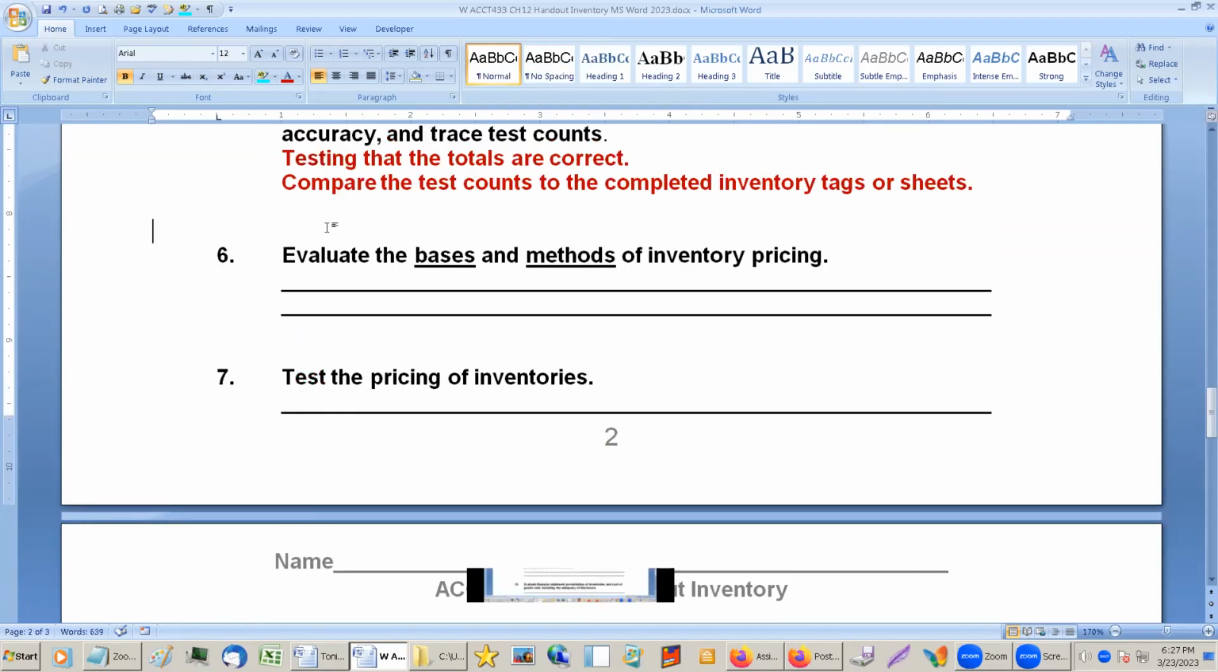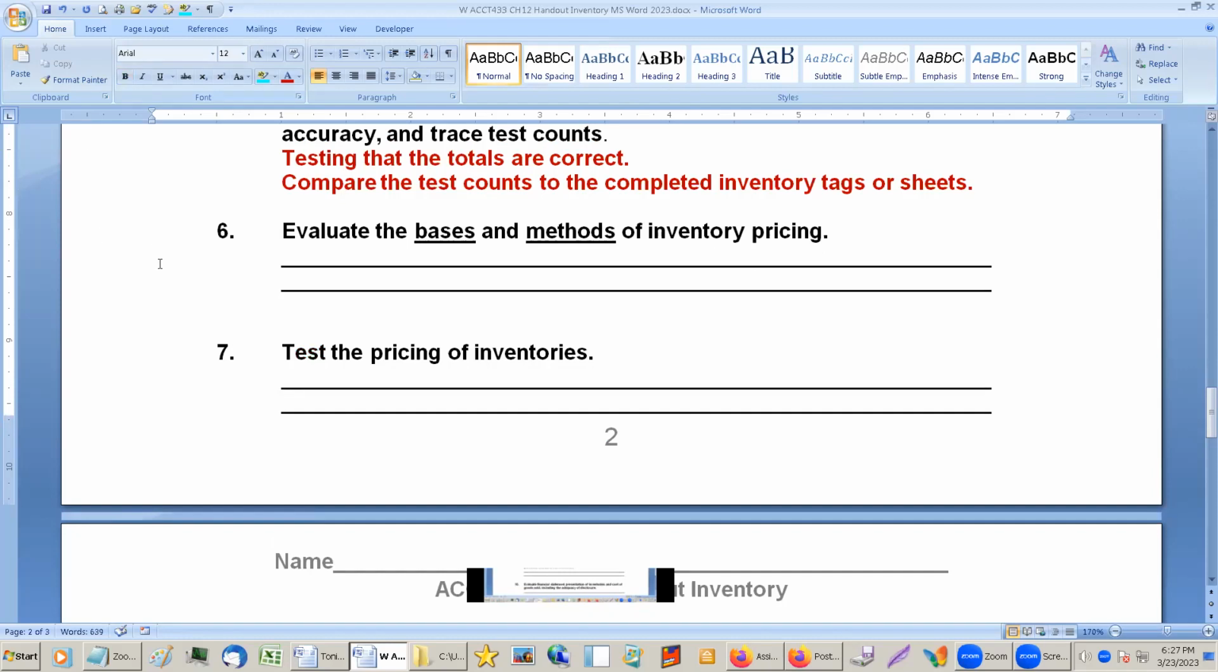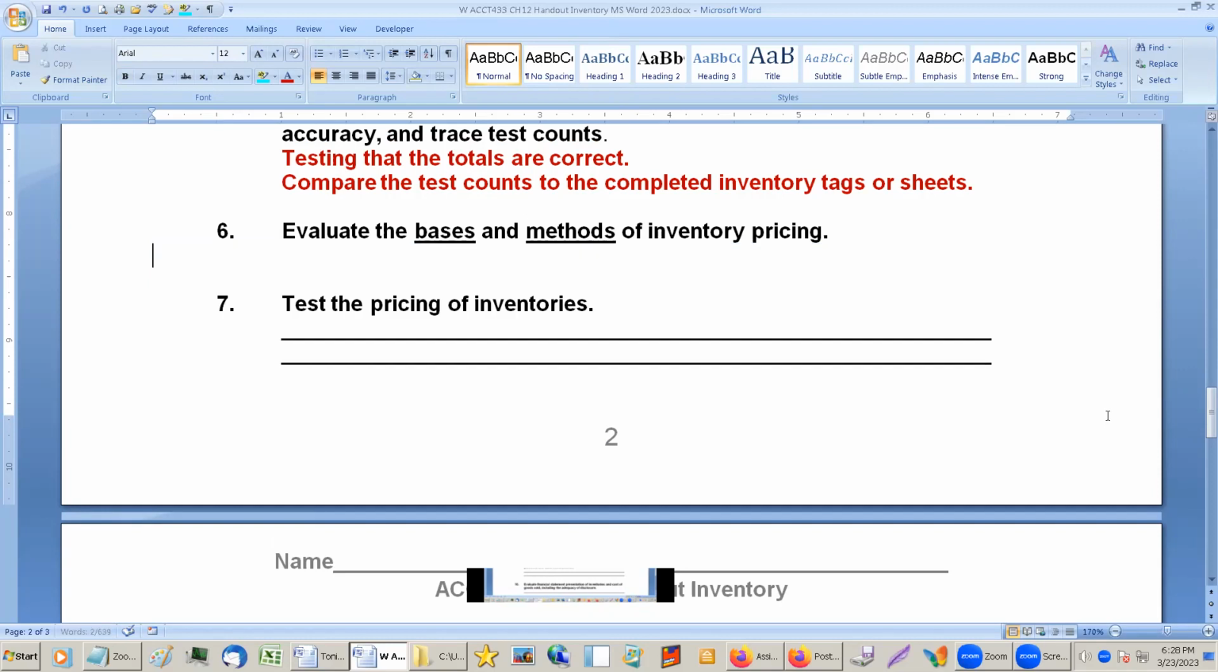Number 6 seems like a very mundane thing, but 6 and 7 are actually very important.